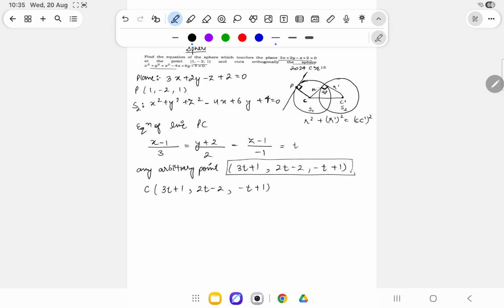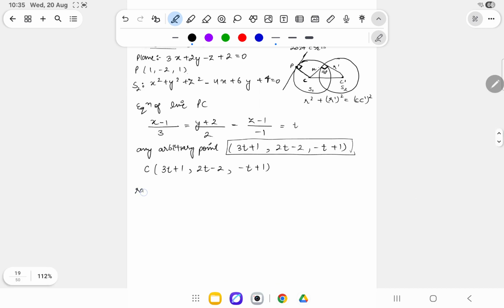Using this I can calculate the radius as well, because P lies on the sphere and C is the center. So the radius of S1 will be equal to the square root of (3t plus 1 minus 1) square, which is 9t square, plus (2t minus 2 plus 2) square, which is 4t square, plus (minus t plus 1 minus 1) square, which is t square. So this equals under root 14t square, which is the radius of the sphere which I am supposed to find.